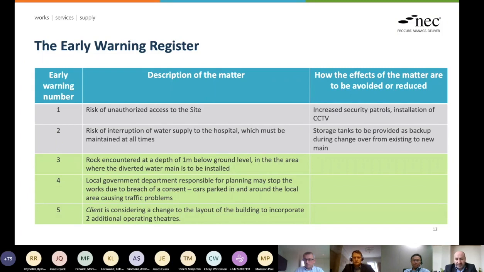So that's really what should always have happened. We're just trying to, if you like, put a bit more rigor and a bit more formality around that process, and also identifying this change in terminology. It's an early warning register. It's early warning meetings, though they're exactly the same as the risk register and the risk reduction meetings under NEC3.